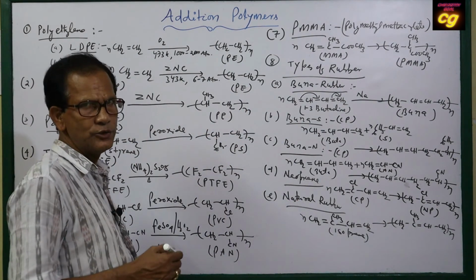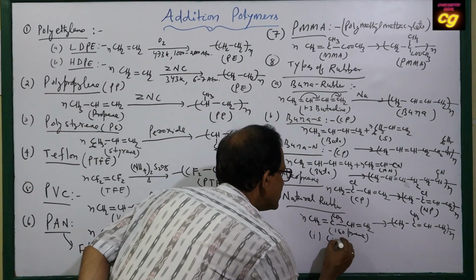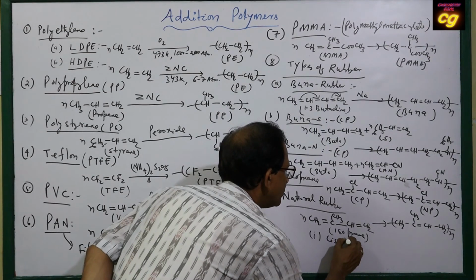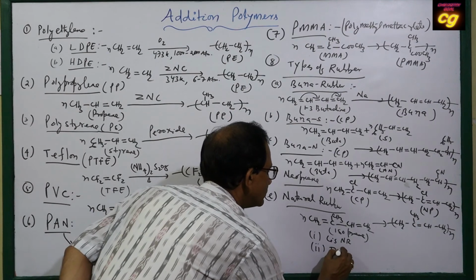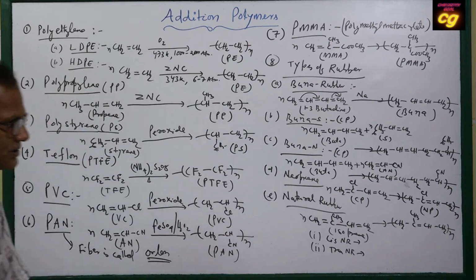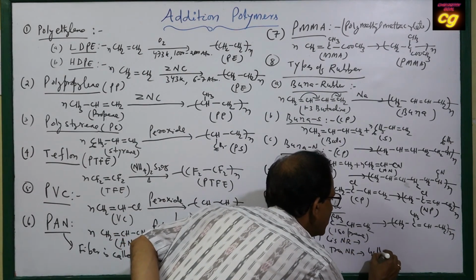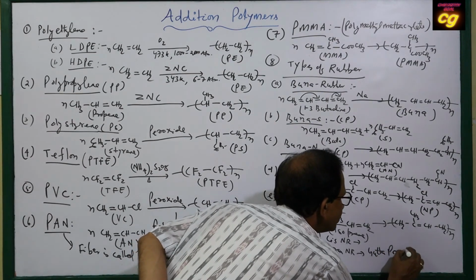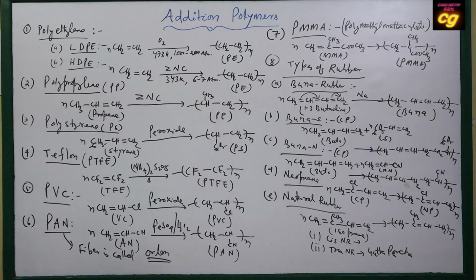group in the chain matters. If the methyl group is on the same side, that is called cis. Two types of natural rubber, one is cis natural rubber, the second one is trans natural rubber. Trans natural rubber is also called gutta percha. That is the name of the polymer, gutta percha.